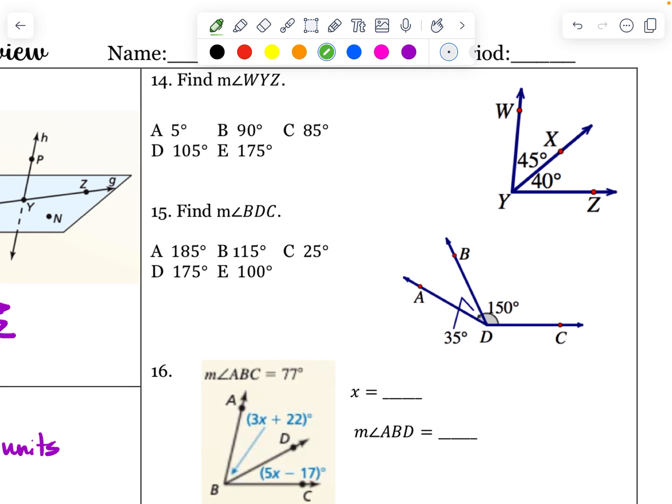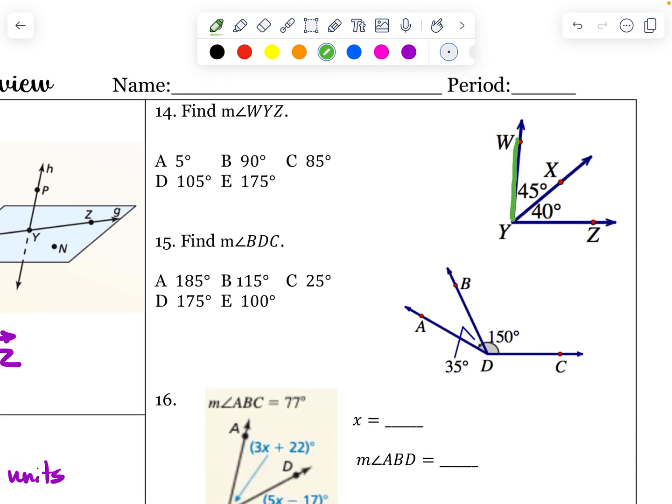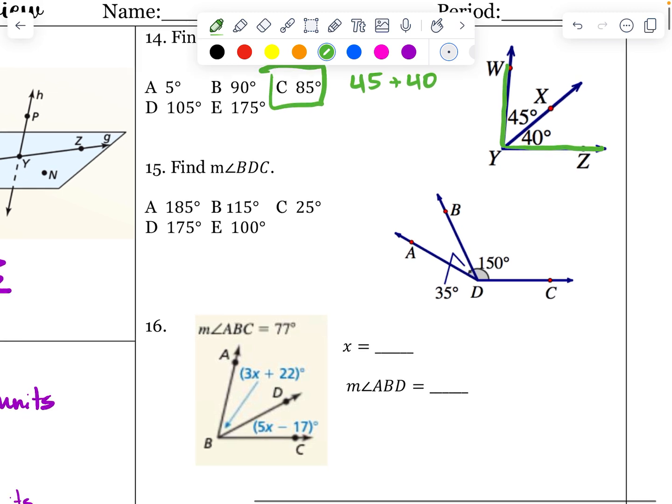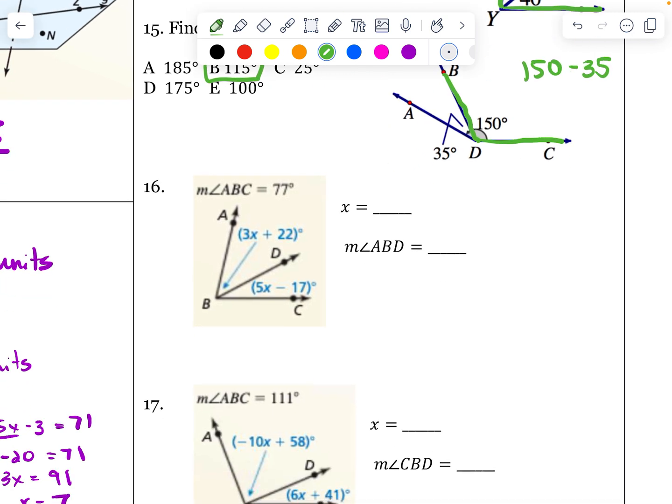Find the measure of WYZ. Well, that's just the whole thing. That is the angle addition postulate. So 45 plus 40 is 85. Gorgeous. Find BDC. So it looks like this whole thing is 180. That little piece is 35. 150 minus 35 is 115. Awesome.